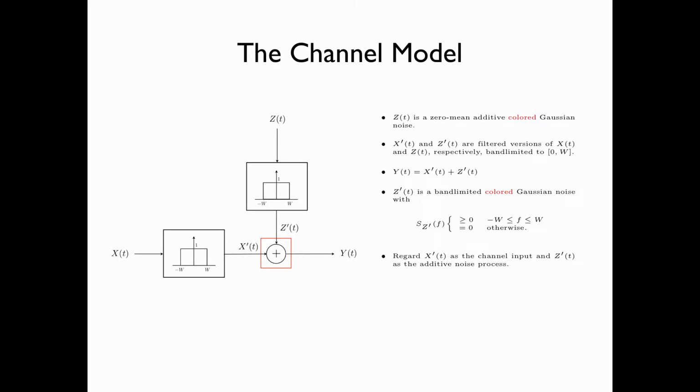As for the case of the white Gaussian channel, we regard X prime of t as the channel input and Z prime of t as the additive noise process. We also impose a power constraint P on the input process X prime of t.